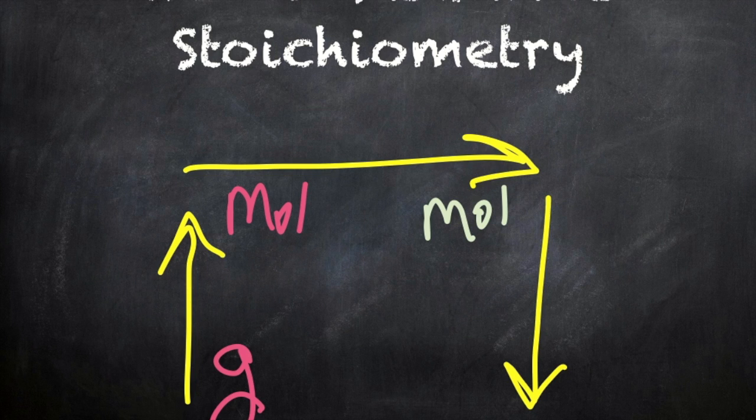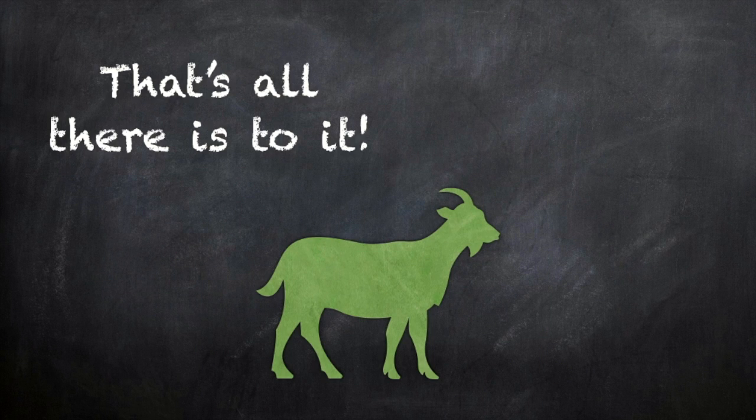to moles of your ending compound. And then if the problem asks you how many grams of your ending compound, just convert moles of ending compound to grams of your ending compound. And really that's all there is to it.